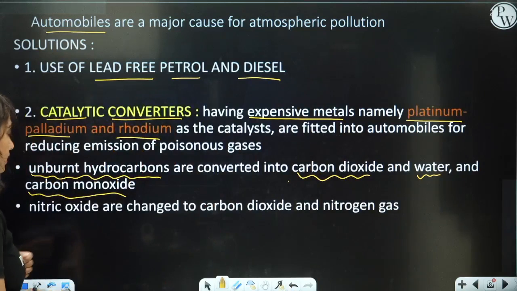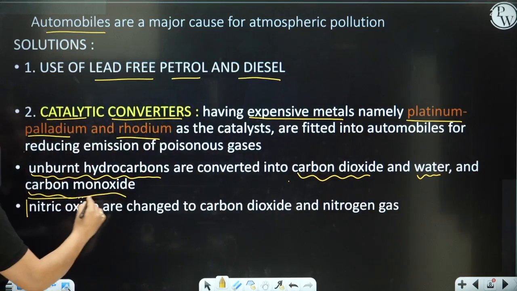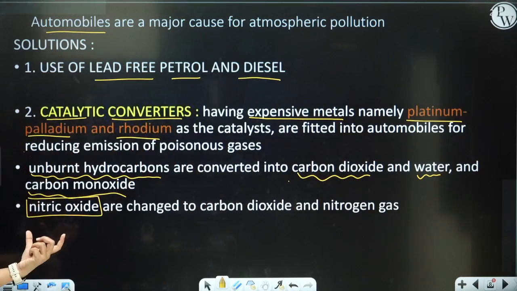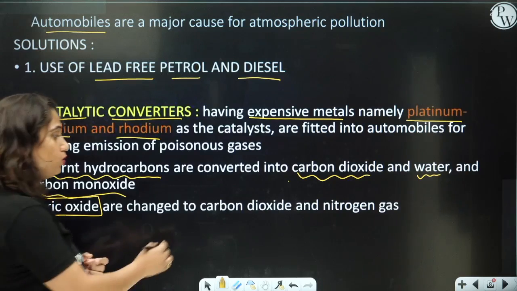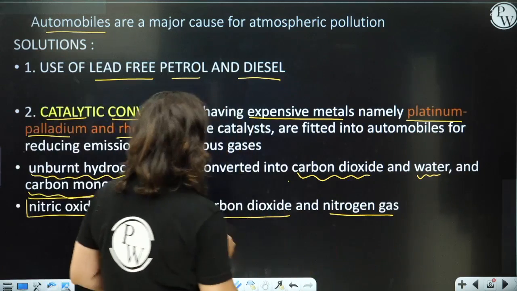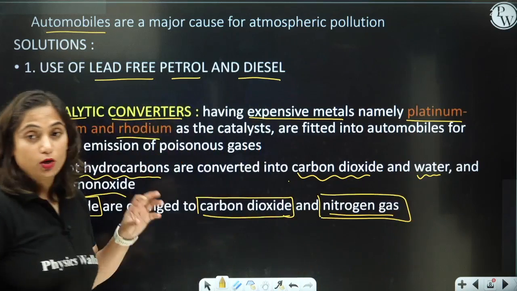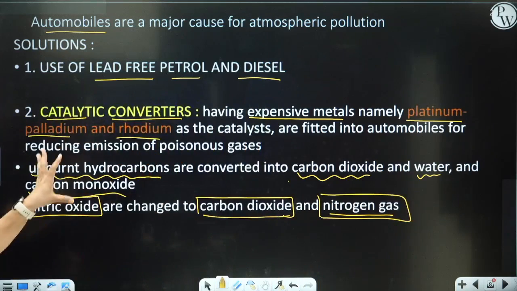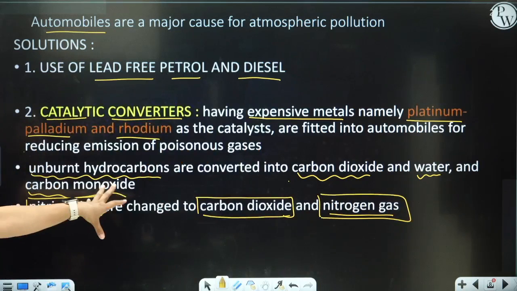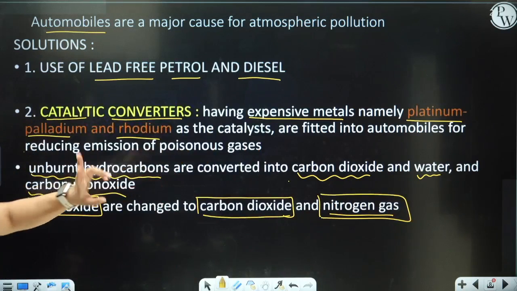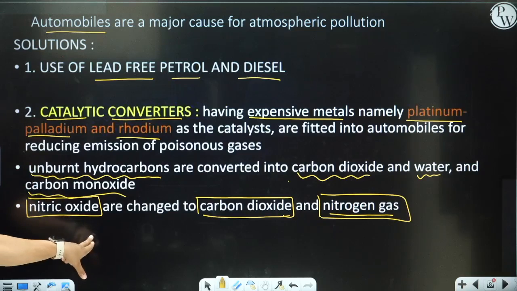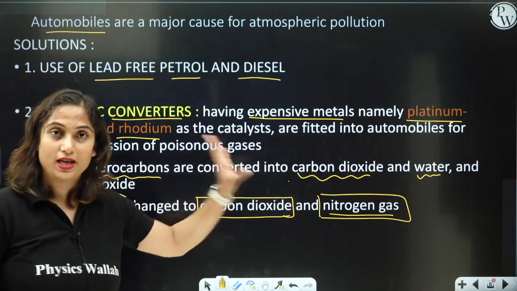Second function of a catalytic converter is to convert nitric oxide. Nitric oxides are very harmful for air. So a catalytic converter converts nitric oxide into carbon dioxide and nitrogen gas. So this question can directly come in the paper: what is the function of a catalytic converter? You must remember: to convert unburnt hydrocarbons into CO2, carbon monoxide, and water, and to convert nitric oxide into CO2 and nitrogen gas.